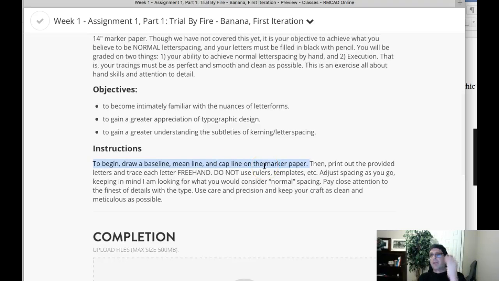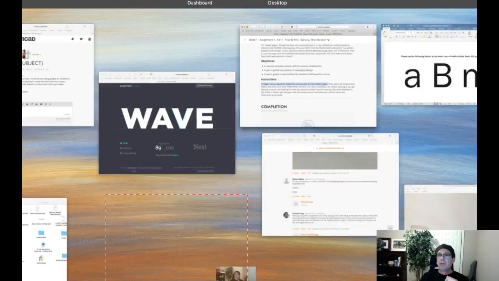If you're saying to yourself, well, you can draw the baseline, but you can't really draw the mean line or the cap line until you get a letter or two in place, because the mean line and the cap line are strictly dependent on the specific typeface you're using. They're not universal. A mean line does not mean the line in the middle of the baseline and the cap line. That's not a mean line. A mean line theoretically is the line that connects the tops of lowercase letters. So if you picked up on that, bravo. If you didn't, that's cool. Think about it moving forward.